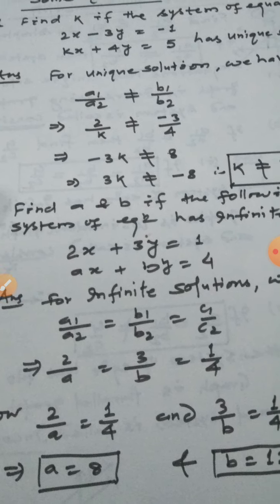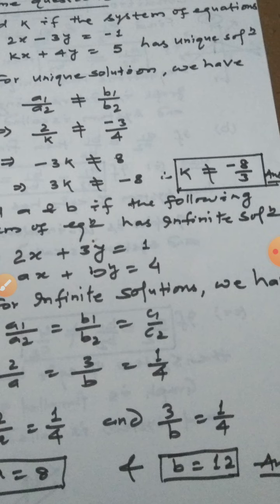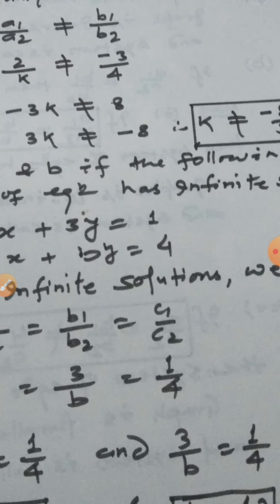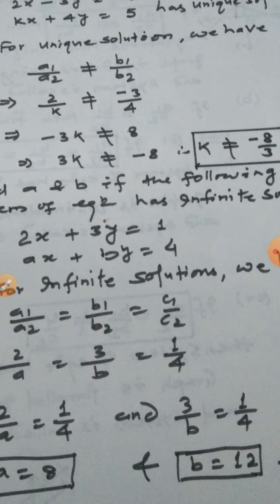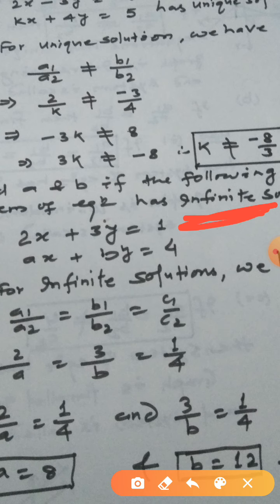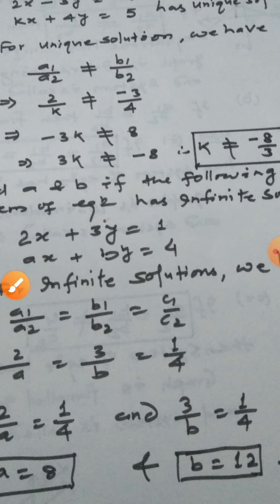Okay. Now we take another question, where I am reading: find a and b if the following system of equations has infinite solutions. The system of equations is 2x plus 3y equal to 1, and the other equation is ax plus by equal to 4, and the condition given is infinite solutions. It means the system already has infinite solutions. So considering that, we have to find the values of a and b.